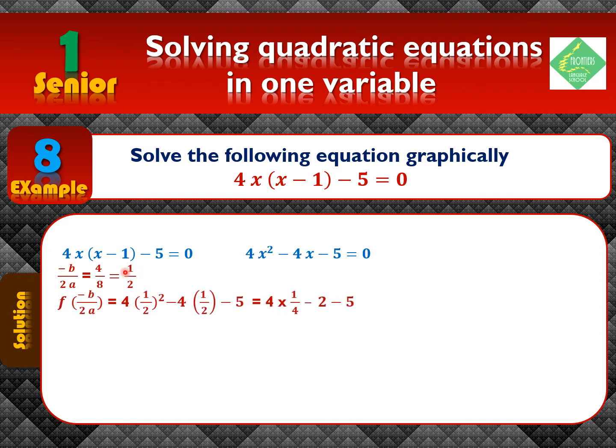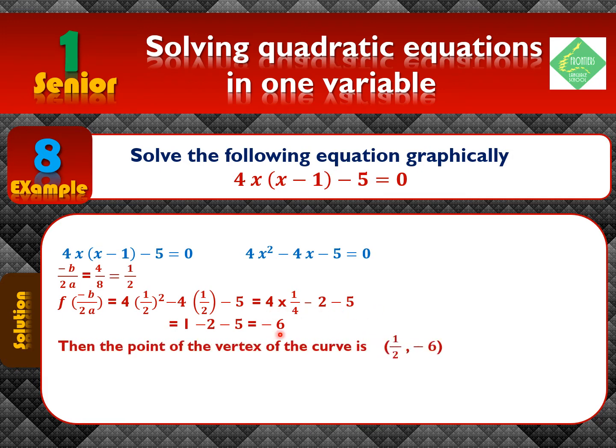Substitute half in the equation to get y at the point of the vertex. f of -b/2a means f of half. Substitute half in this equation: 4 times half squared minus 4 times half, minus 5. Do the operation on your calculator, you get -6. So here the vertex is half, the x part which is -b/2a, and y part which is -6, which is from substituting half in the equation. And now draw.